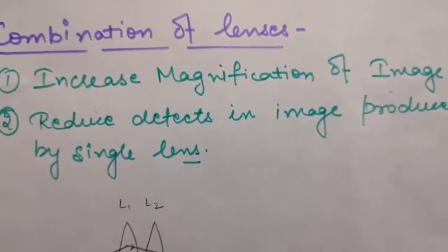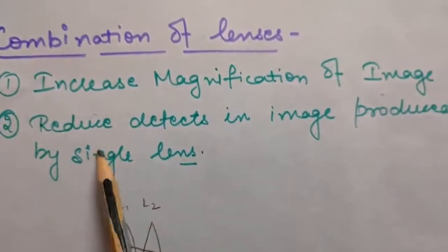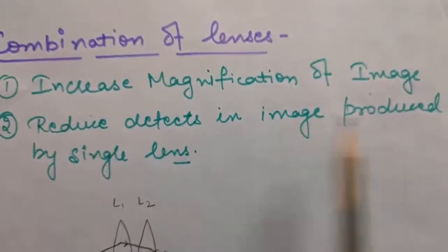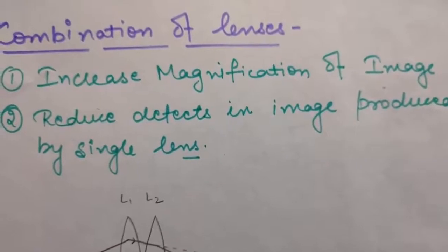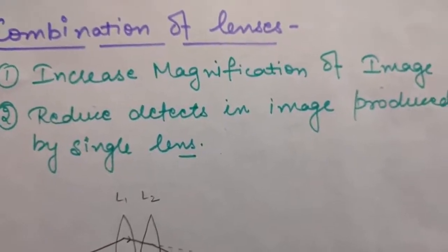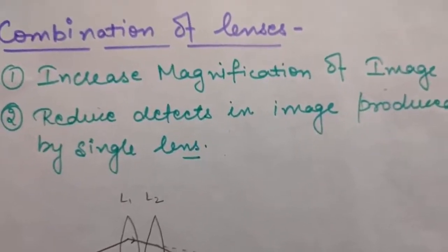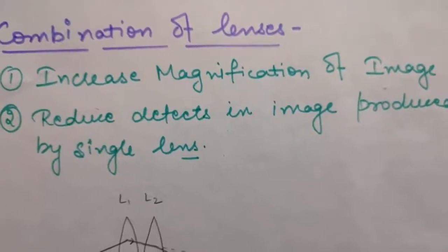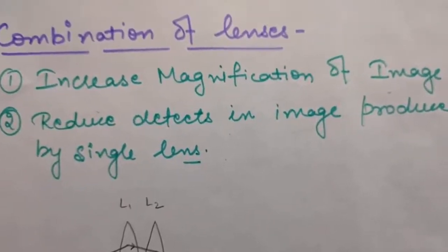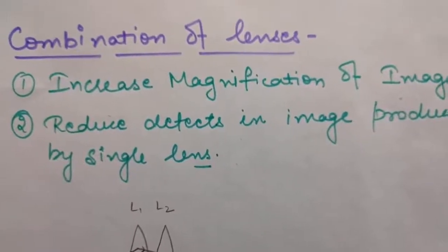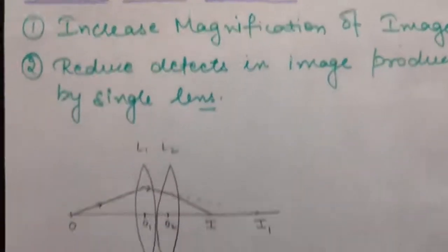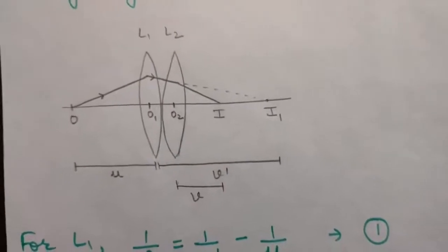and therefore you can see it properly. And second point is that it reduces defects in image which is produced by the single lens. Okay, so when you use only a single lens, then there is some defect in that image. So when we use more than one lens, that defect is also reduced. So therefore, for these 2 points, we combine two or more lenses.